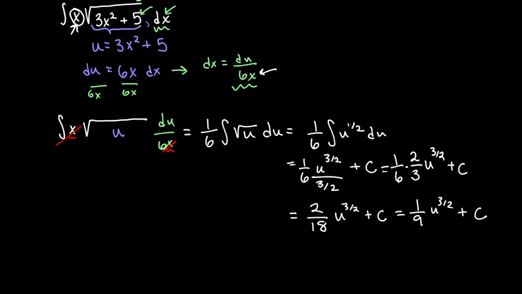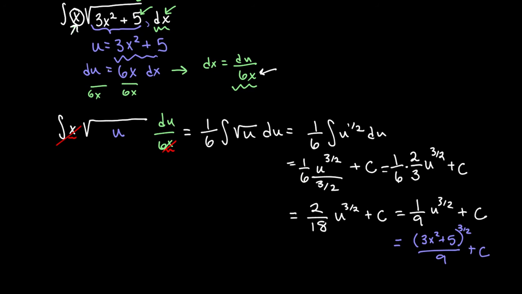And now our last step is to plug back in our original function for u, which is 3x squared plus 5. So our final answer should be 3x squared plus 5 to the 3/2 power over 9, plus a constant c.